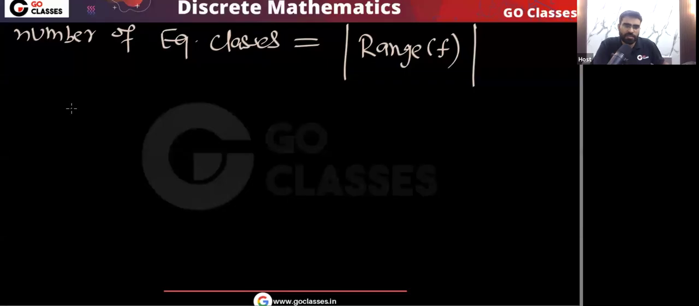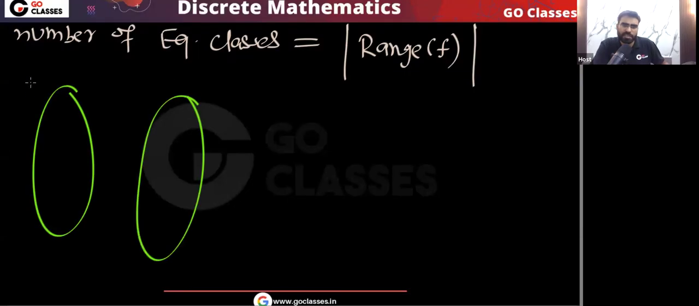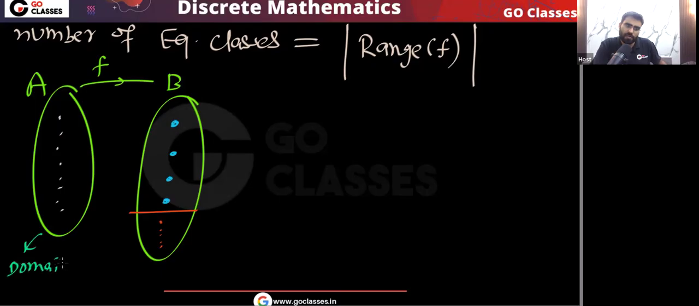Anyone? Very simple idea. If I give you any function f from set A to set B, then let's assume these are the elements in the range, and let's assume these are the extra elements. And these are the domain. This B is your codomain, and let's assume this area is your range.